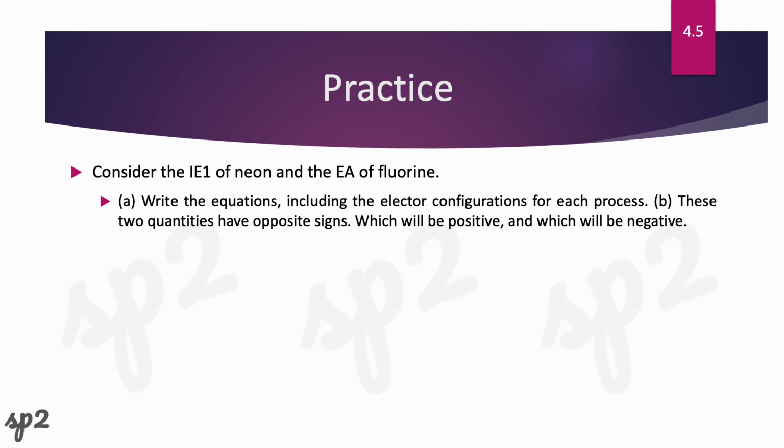Starting with neon, it must be in the gas phase, and I'm looking for the ionization energy. So I'm going to add energy to remove an electron from neon, and you make that Ne+ plus an electron. I'm going to put the electron affinity for fluorine on the right side. Fluorine is gaining an electron, that's my electron affinity, and it's going to become fluoride.